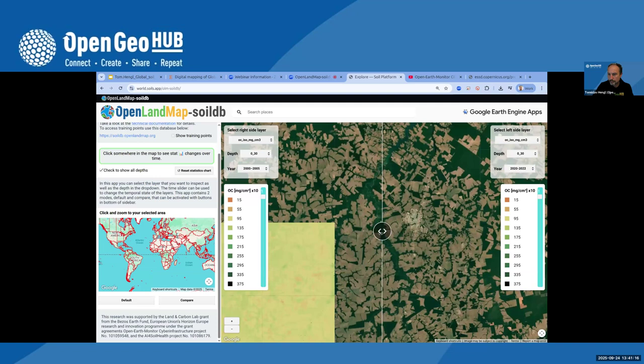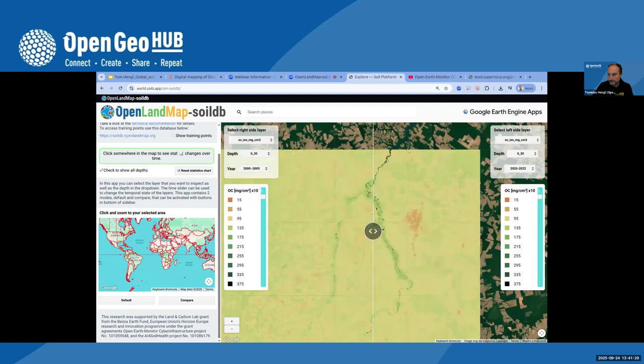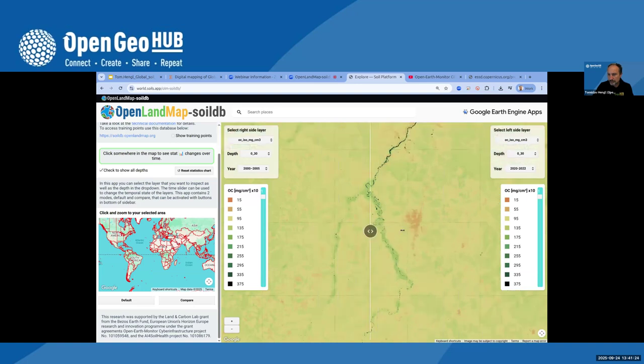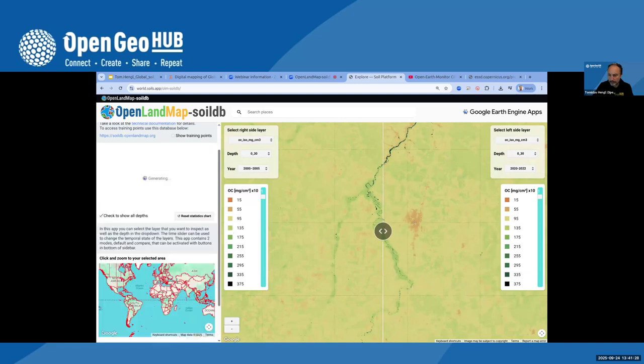So I notice, for example, here, this is most likely an urbanization process, as you see. And if I click now on some location, if I click on any location, it will query the soil carbon density values, and you will see that there is a significant drop, almost a 50% drop in soil organic carbon for this area.